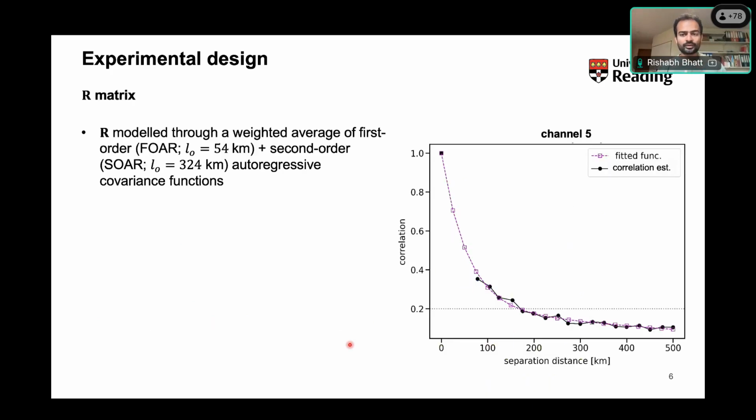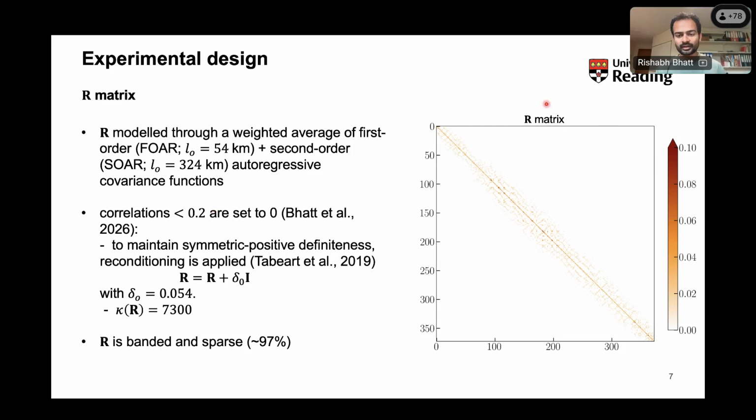And how do we model the observation error covariance matrix? Again, we have done it using a weighted average of the first-order and second-order autoregressive covariance functions, and these are their respective length scales, which we found by fitting a function to the correlation estimates here in black. These are the estimates we found before in all-sky conditions, and this is the function we are going to use to get our R matrix. By using the function, you get an R matrix of this form.